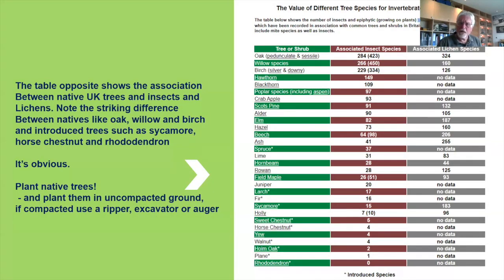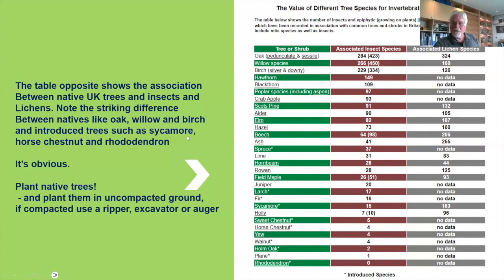Just a couple of minutes on trees. This is the slide which I show to quarry managers. I say, if you go home and just remember one slide, please remember this. If you're planting trees, plant native ones. Why? Everyone tells you to plant native species. Do they really tell you why?